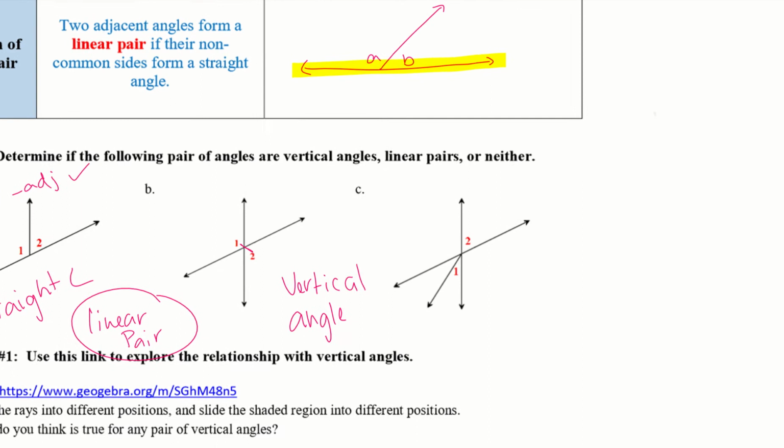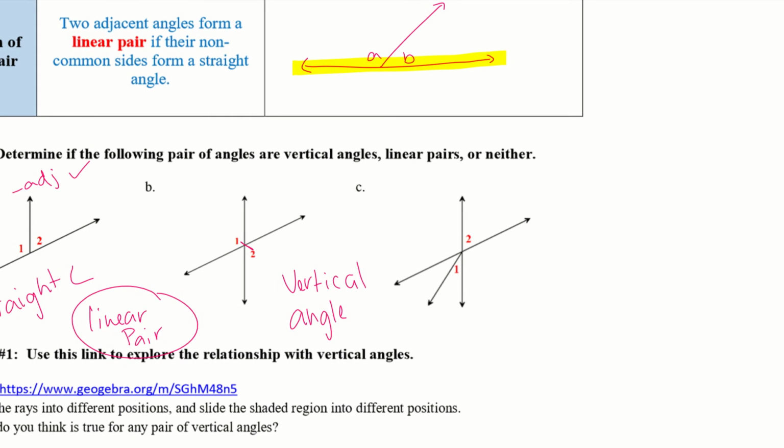Alright, and then C. C is really close to becoming a vertical angle, but because we have this ray right here, 1 and 2 cannot be vertical angles. If it was this entire angle, then yeah, they would be vertical, but since we're only looking at part of that angle, they are not vertical angles, so it is neither.